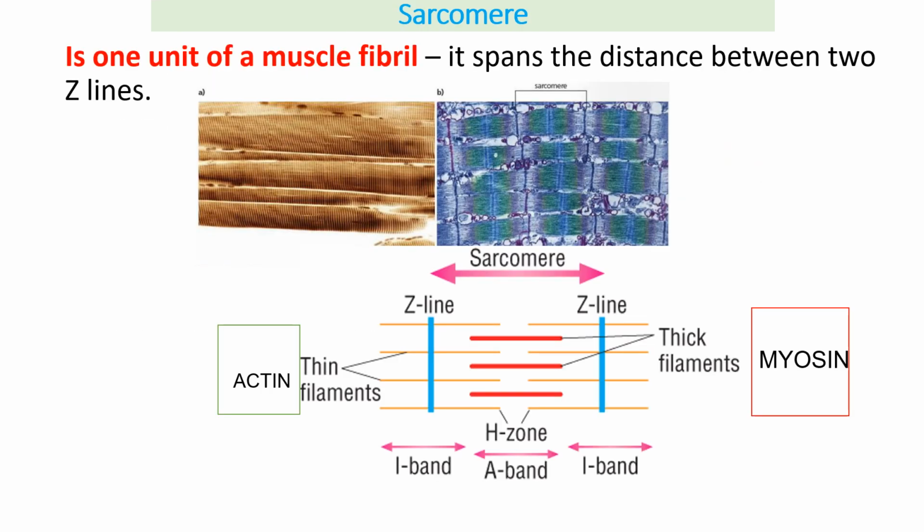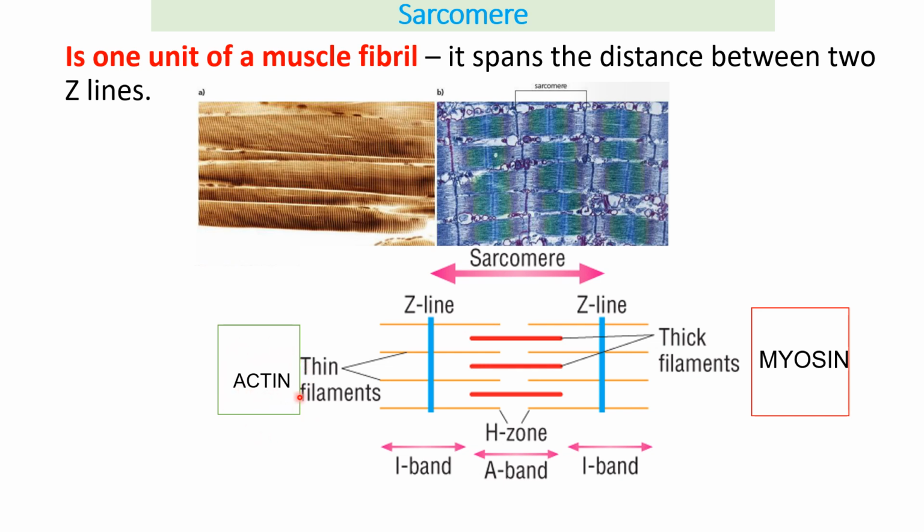What do we mean by a sarcomere? A sarcomere is one individual unit of the muscle fibre or muscle fibril, and it spans the distance between two Z lines. Let's look at this and explain it in more detail. One sarcomere is the distance between these two Z lines here, and the Z line is at the end of the thin filament. You see these thin filaments in orange here, where they end, that is the Z line.